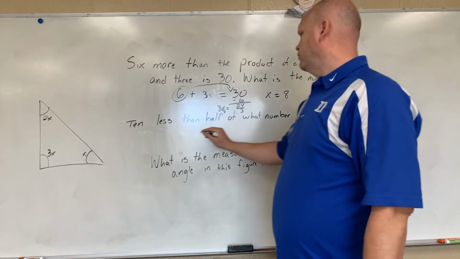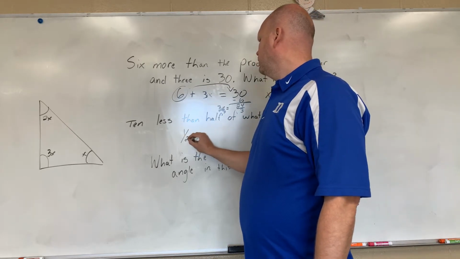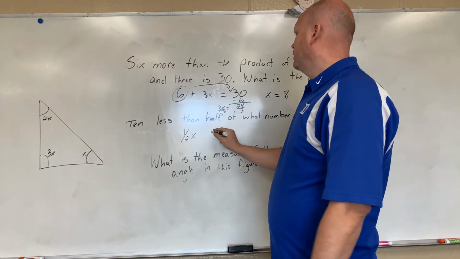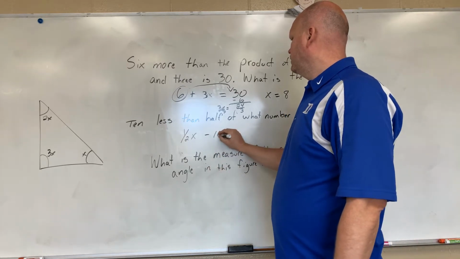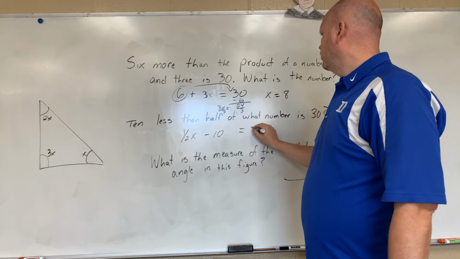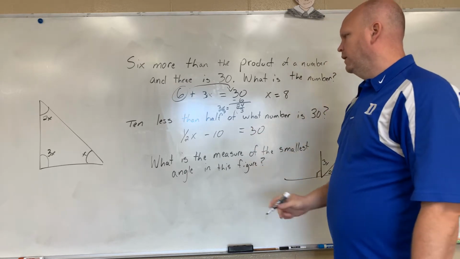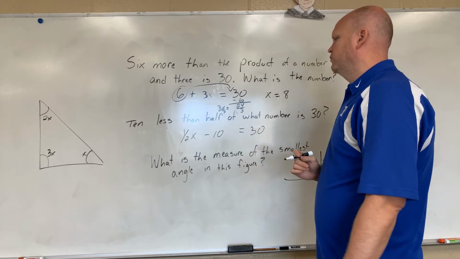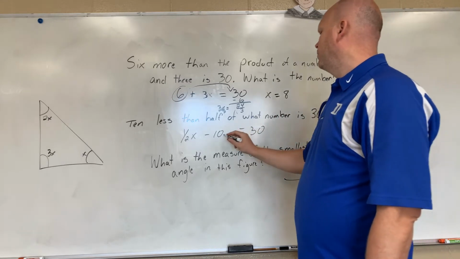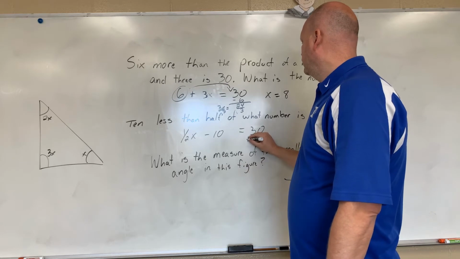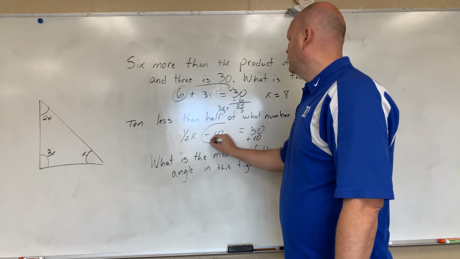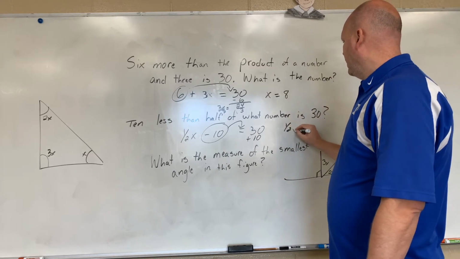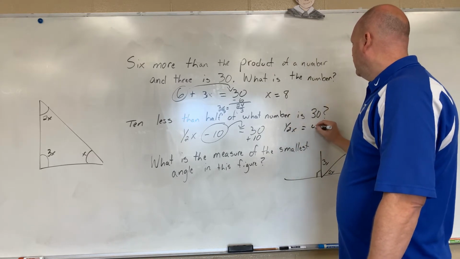Half of what number? So half x, or x divided by 2, that's the same thing, minus 10 equals 30. So again, you could do x divided by 2, which might make the whole equation a little bit more complicated for many of you when you're solving it. So we move the 10, negative 10 over here, it becomes a positive 10, so we add it. So now we have half x equals 40.